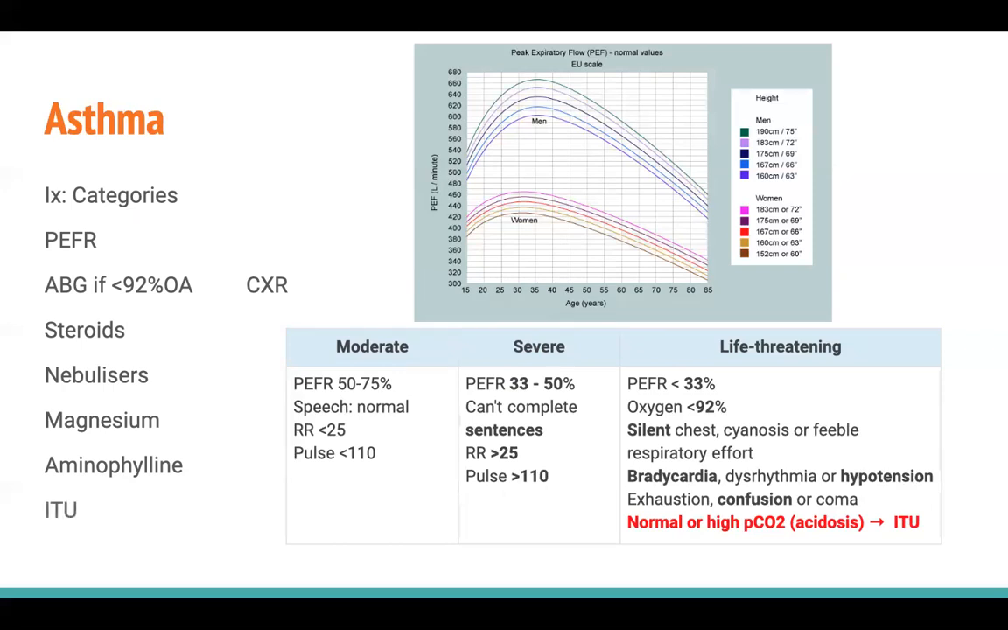If none of the above has helped, then the patient really needs to be transferred to ITU. So either intubation if the patient has treatment failure from the above options, or if they have normal or high PCO2. So if the patient's acidotic, or even if they have normal CO2 on the gas, then they need to go straight to ITU.